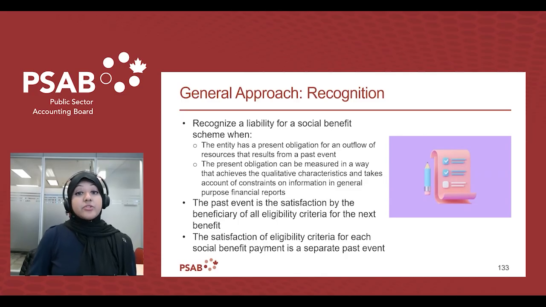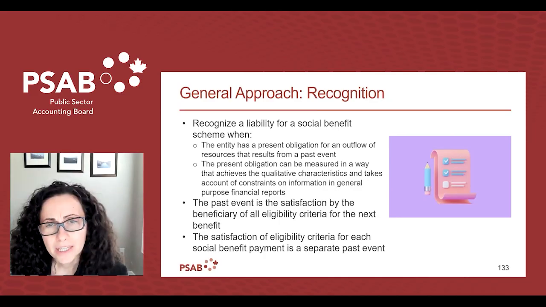This depends on the characteristics of each individual social benefit scheme. Other ongoing eligibility criteria may be relevant for some social benefit schemes. For example, many unemployment benefits are only payable when the individual remains resident in the jurisdiction. Residence is the ongoing eligibility criterion.